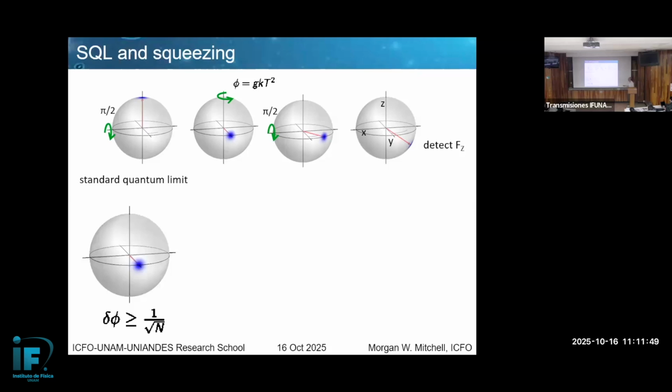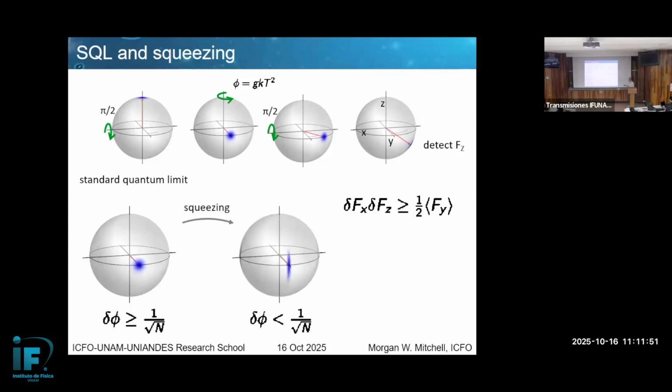Okay, and then we have an uncertainty relation for the spins. We know the uncertainty for a fully polarized state, and we can also think about using the uncertainty relation, making the uncertainty in one component, for example, this component, smaller at the cost of making the uncertainty in the other larger. And since this component is the one that gets measured eventually, then we can get an uncertainty that is less than 1 over square root of n, which is to say we do something which is sensing beyond the standard quantum limit.